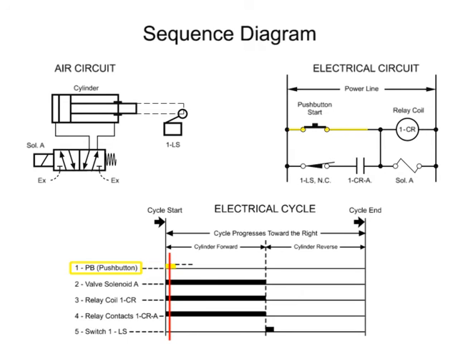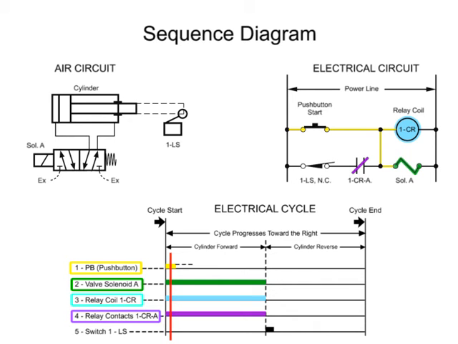When the push button is depressed, the relay coil and the valve solenoid immediately become energized, as shown on lines 2 and 3. Now that the relay coil is energized, relay contact 1CRA closes and also becomes energized as indicated on line 4. This sets up a holding circuit through switch 1LS and contacts 1CRA, which keeps current on the relay coil and the valve solenoid even though the push button has been released.